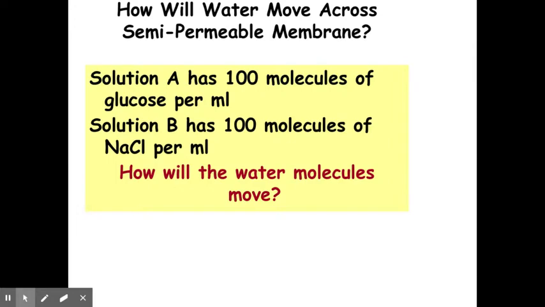And our last one like this, solution A has 100 molecules of glucose per milliliter. Solution B has 100 molecules of sodium chloride per milliliter. How are the water molecules going to move? This is a little bit of a trick question. Give you a little time to think on that.